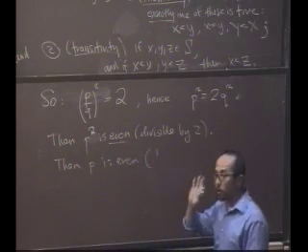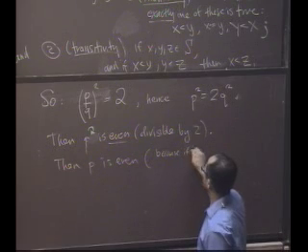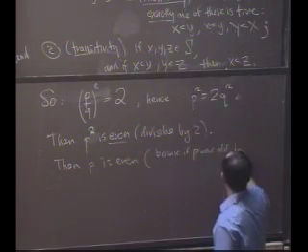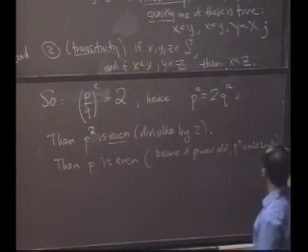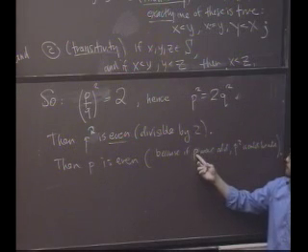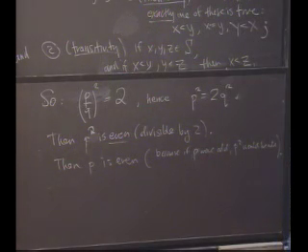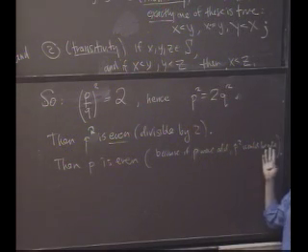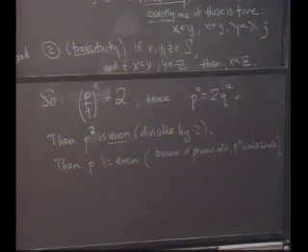And here's one way to justify it. You might say because if P were odd, P squared would be odd. Or another way to say it is if P had a factor of 2, P squared would have a factor of 2, right? If P squared had a factor of 2, okay, then P would have to have a factor of 2 as well. Okay, then P is even.